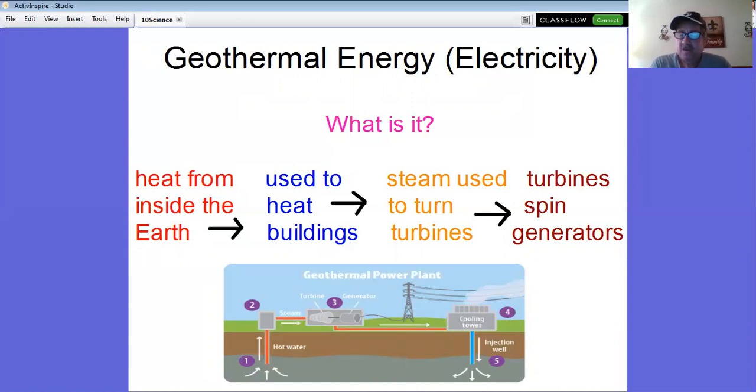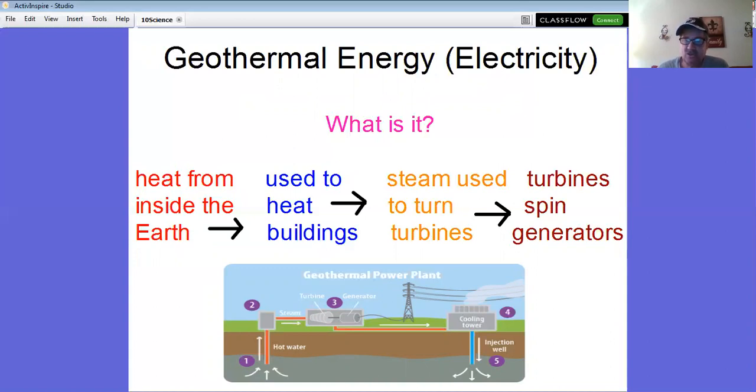Inside the earth, there is hot water. Geysers and hot springs can be found underneath the earth. There's also lava, which is molten, or hot, liquidy earth, just boiling, just dying to get out. And usually it does get out in the form of a volcano. Now, that heat from inside the earth can be used to heat buildings.